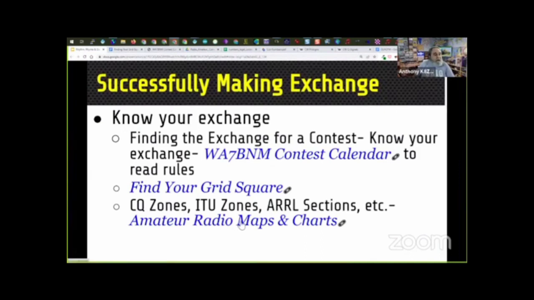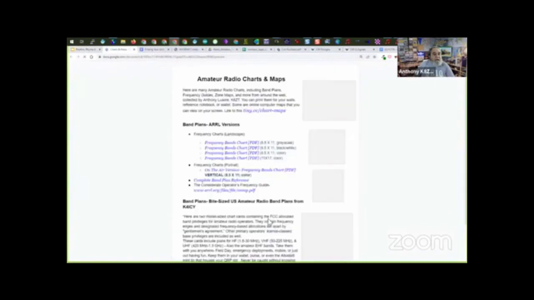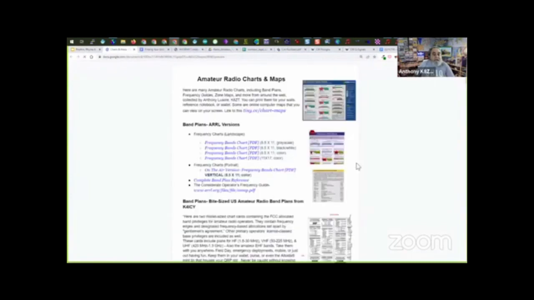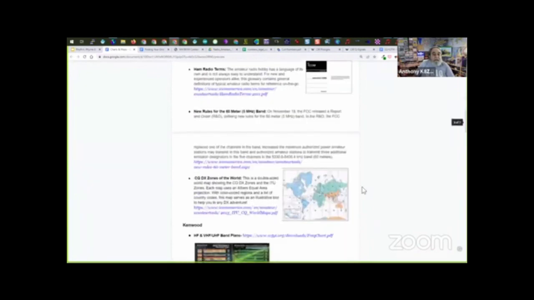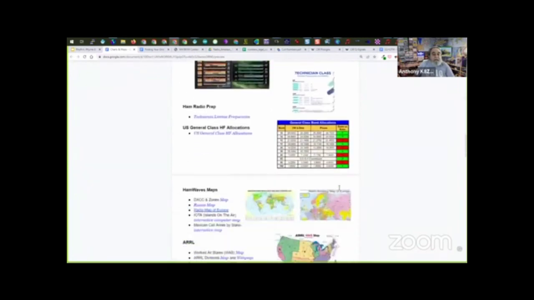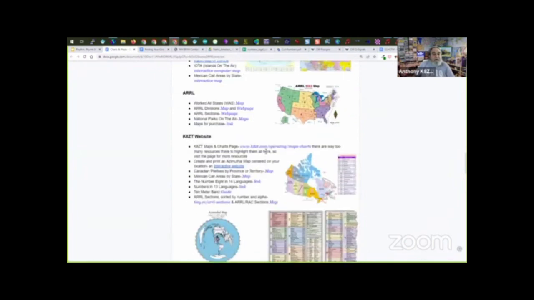Sometimes we're using zones, such as CQ zones, ITU zones, ARRL sections, etc. I have an extensive document here called Maps and Charts. It has band map plans, but it also has things like grid square maps, CQ zone maps, ITU zone maps, prefix maps, and then I also have lists here of things like the ARRL sections.